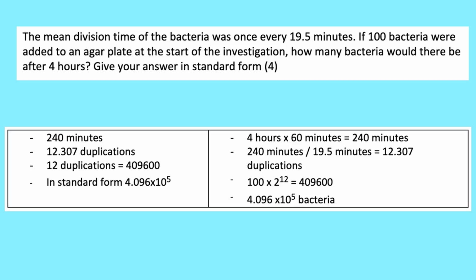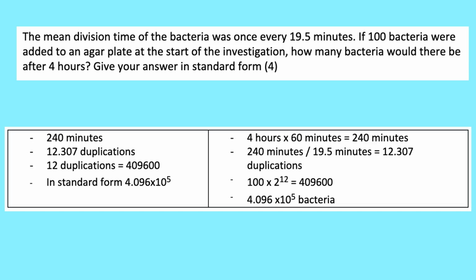So if we know the bacteria are being left for 240 minutes, and we know that they divide every 19.5 minutes, we need to work out how many duplications they'll actually be able to do in that time. So we'll do 240 minutes divided by 19.5 minutes. That should give you some really long decimal number like 12.307 duplications. Now, of course, the bacteria can only undergo full duplications, so you can round that down to 12 duplications. So we know that the bacteria will divide 12 times during that 4-hour period.